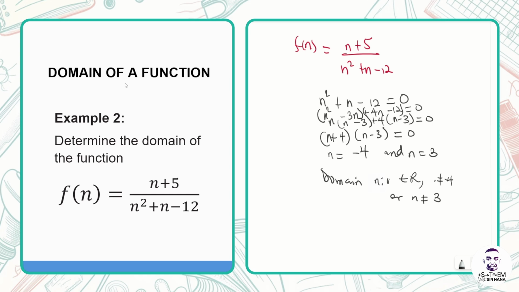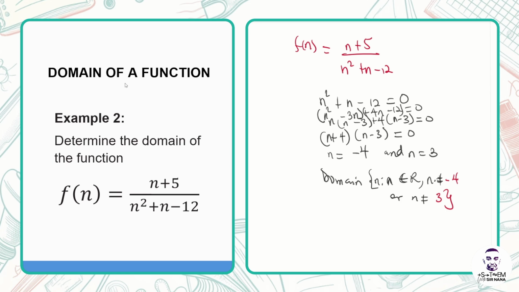So that should be n such that n is a member of all real numbers, except for where n is not equal to -4, or where n is not equal to 3. This will represent the domain of the function, because when we put -4 into the function, you realize that the denominator becomes 0 and the function becomes undefined. And when we put 3 into the function, the denominator becomes 0 and therefore the function becomes undefined.